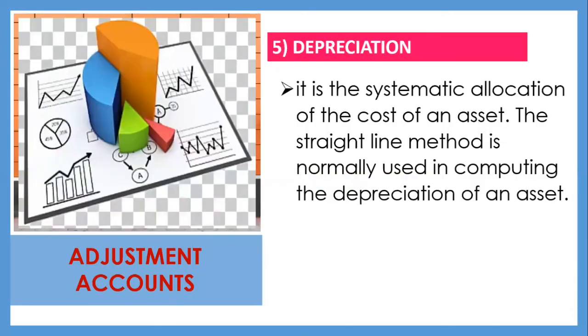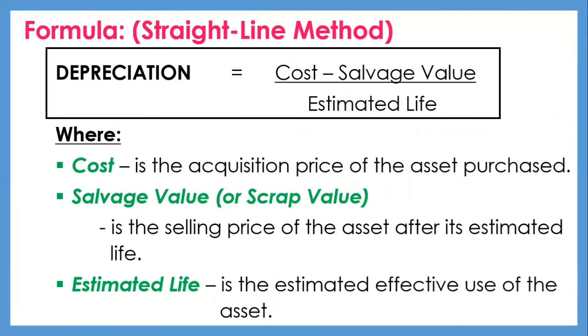Okay, so the next adjusting account that we have would be depreciation. If we say depreciation, it is the systematic allocation of the cost of an asset. The straight line method is normally used in computing the depreciation of a certain asset. So this is how the straight line method looks like, the usual formula of depreciation: cost minus salvage value divided by the estimated life.